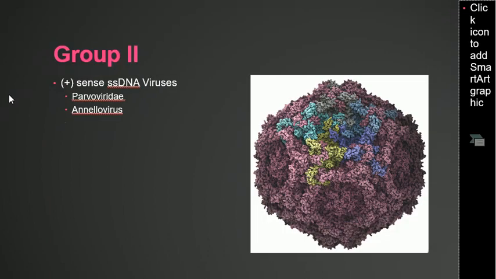Group 2 is positive sense single-stranded DNA viruses, including parvoviridae. These form double-stranded DNA from the positive sense, and from there it's the same. The double-stranded DNA is converted to mRNA, and then proteins are made from it. This group also includes anellovirus, which is found in nearly all humans, but luckily for us it is asymptomatic, so we are not harmed by it.